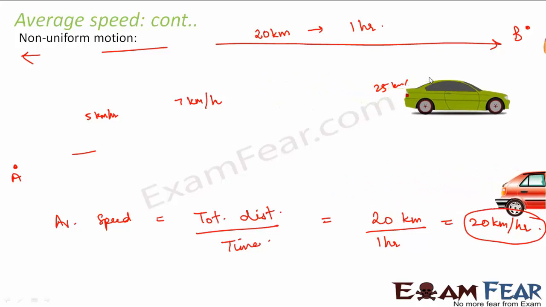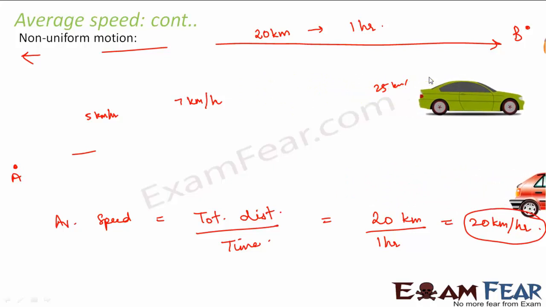So what I'm trying to say is that during the entire journey, sometimes the speed of the vehicle was more, sometimes it was less, right? It was not uniform every time. Initially it was covering less distance in the same interval of time, but later it was covering more distance in the same interval of time. That means the speed of the vehicle at every instant of time was different.